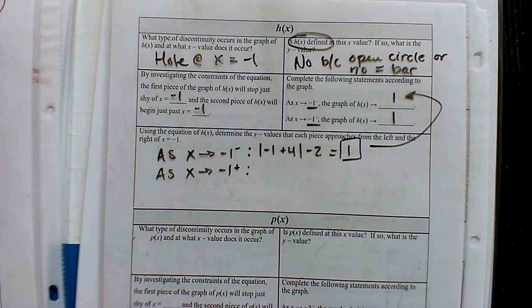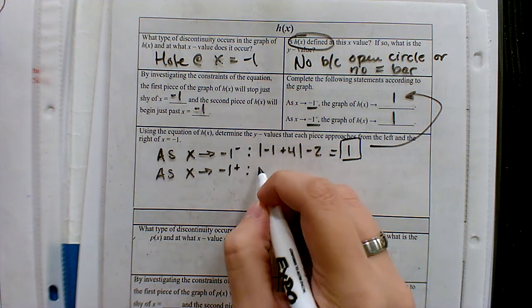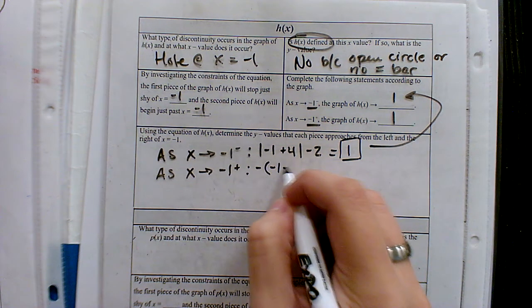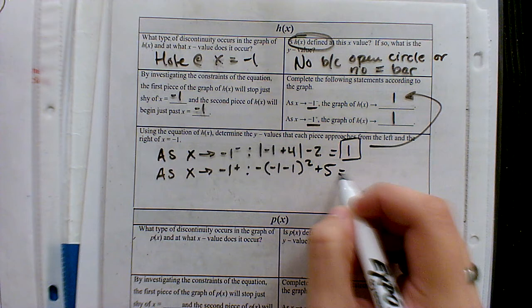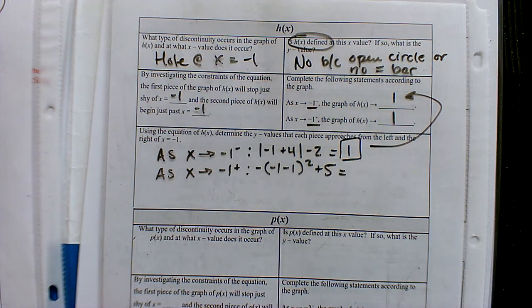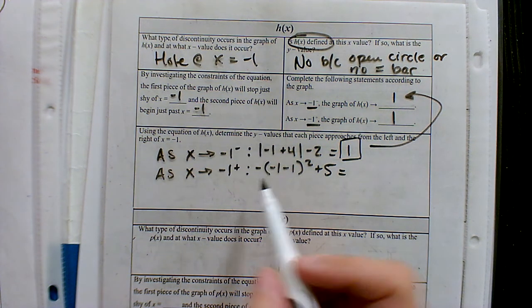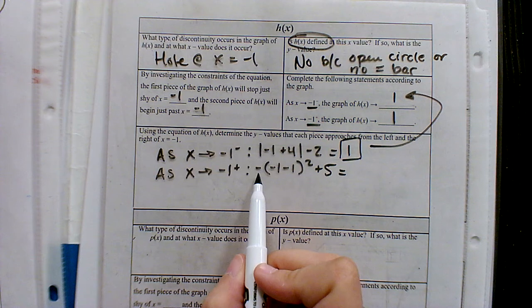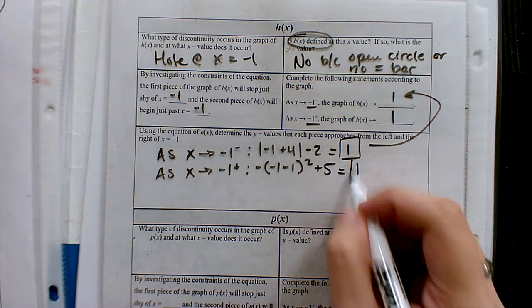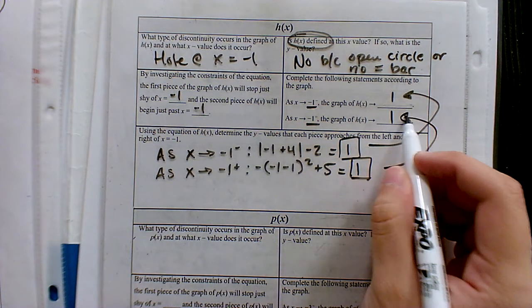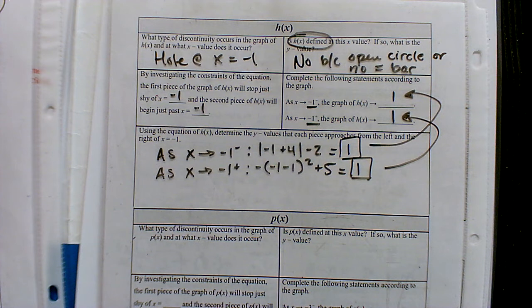Let's go ahead and check the right-hand side, which would be the other equation. If we plug in negative 1, negative 1 minus 1 is negative 2. Negative 2 squared, though, is a positive 4. We have a negative out front that's going to change it back to a negative 4. Plus 5 would give us 1. So notice how it's checking out.